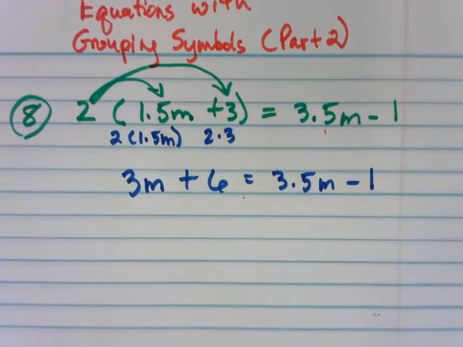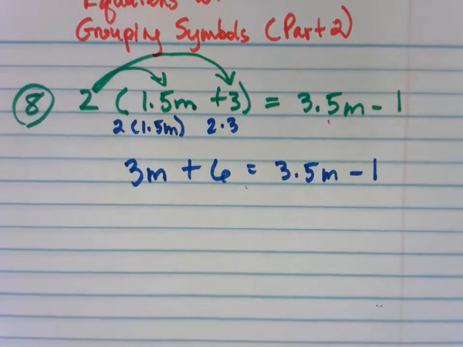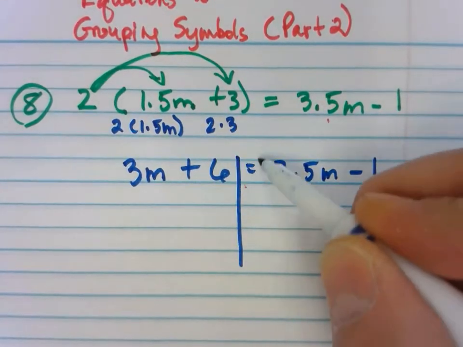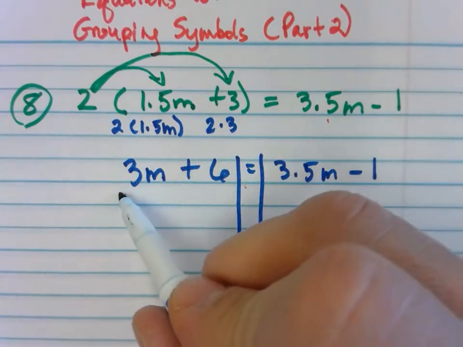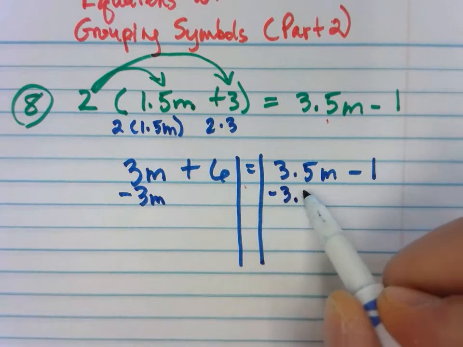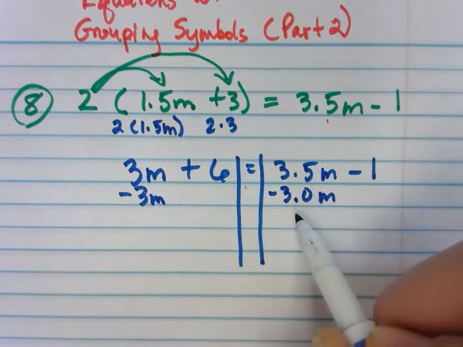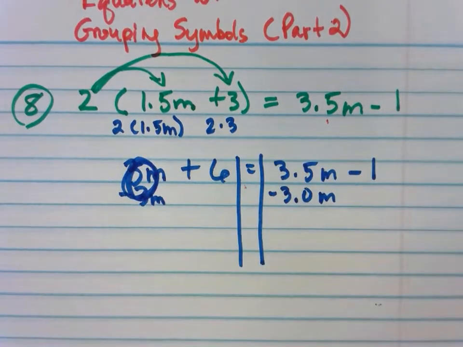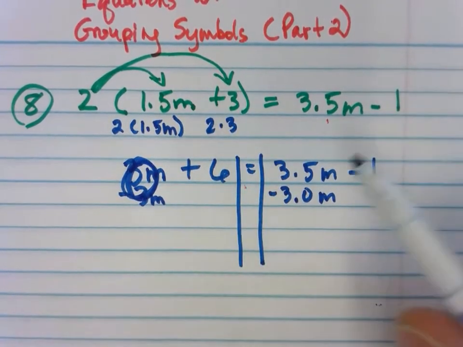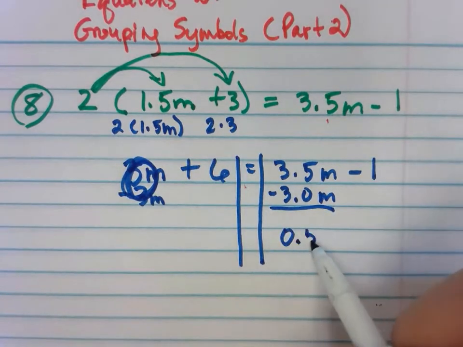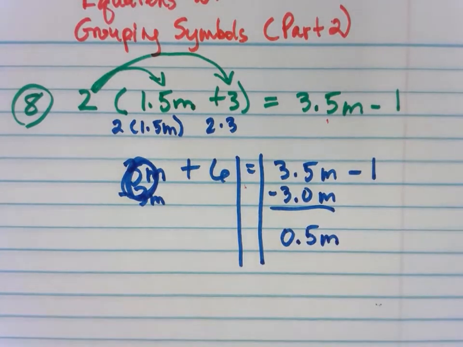Okay, now I am going to suggest that I'm going to subtract 3m from both sides. So I'm going to minus 3m from the left. I'm going to minus 3m, now that's 3.0m, from the right. The 3m minus 3m make a 0 pair. 3.5 minus 3.0 leaves me with half m. All right, so there's that one.